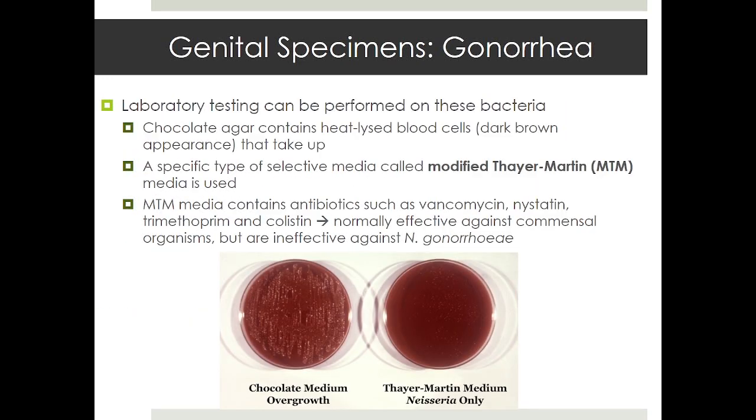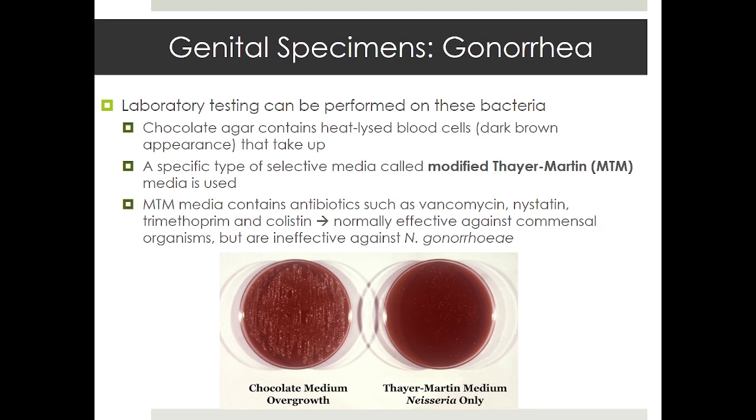Other methods can be used to verify whether or not gonorrhea is present, and chocolate agar contains heat-lysed blood cells that appear dark brown, so not initially as tasty as you might have been thinking. There's another kind of selective media called modified Thayer-Martin or MTM media that will contain a ton of different antibiotics that will affect most organisms but not Neisseria. So when you grow these species up on this plate, if gonorrhea is present, it will be there.